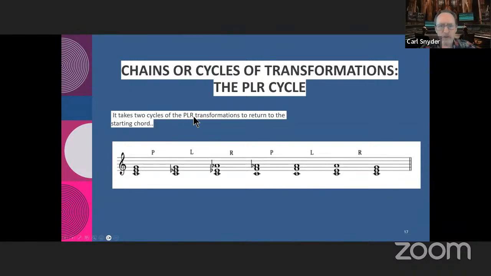It takes 2 cycles of the PLR transformation to return to the starting chord. So if you go parallel, leading tone, relative, parallel, leading tone, relative, we're back to where we started. No inversion needed.